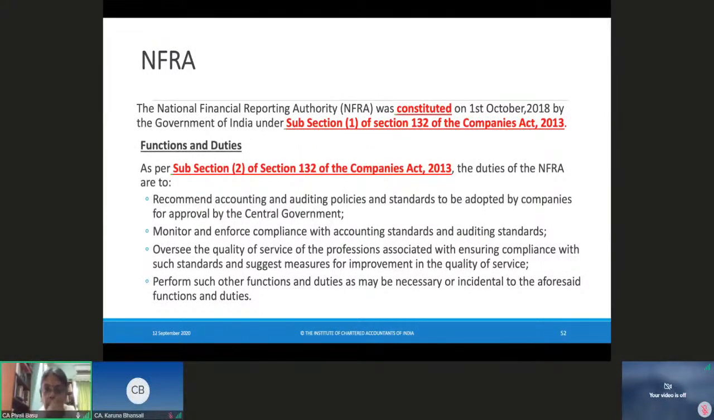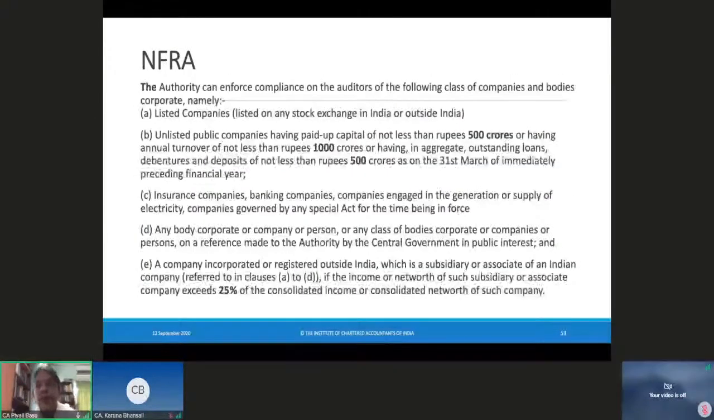Now, where is this applicable? It is applicable, of course, to all listed companies, whether within India or outside India, and to unlisted companies. Even unlisted companies having paid up capital of not less than 500 crore rupees, or annual turnover of not less than 1,000 crores in aggregate, or aggregate outstanding loans, debentures and deposits of not less than 500 crores as on 31st March of the immediately preceding financial year.